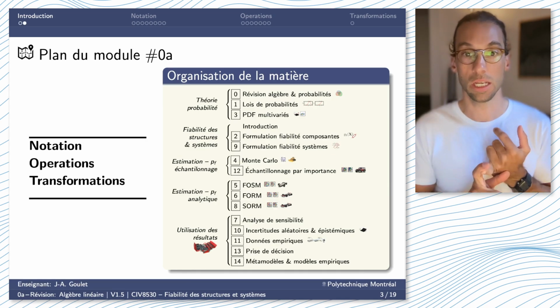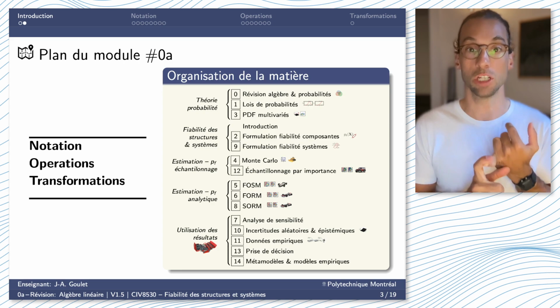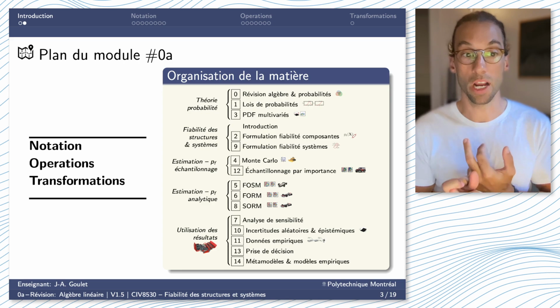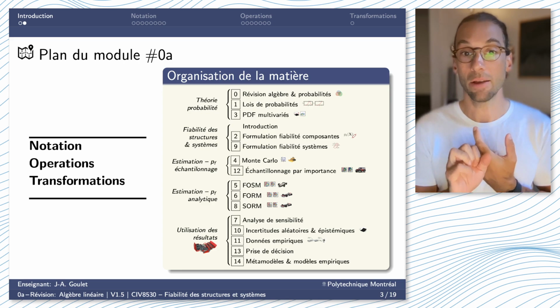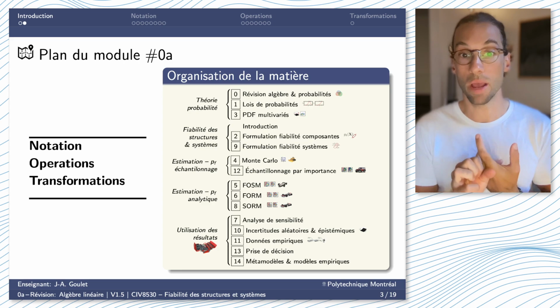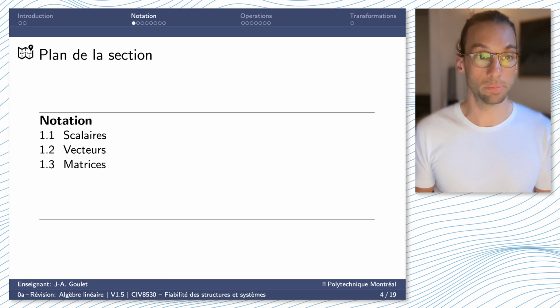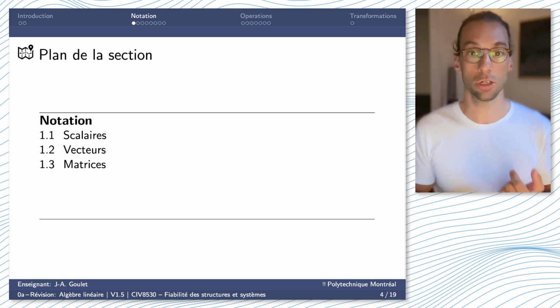So what we're going to see in this revision module, first, is the notation we're going to use throughout the class, then the fundamental operations we need, and finally, how we can operate and do transformations in linear systems using linear algebra. So that puts us at the first module, module 0, revision for linear algebra. So first, notation: scalars, vectors, matrices.